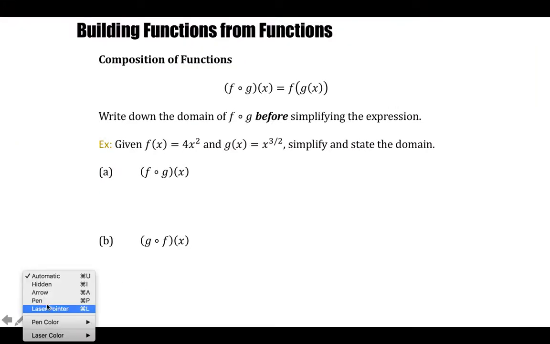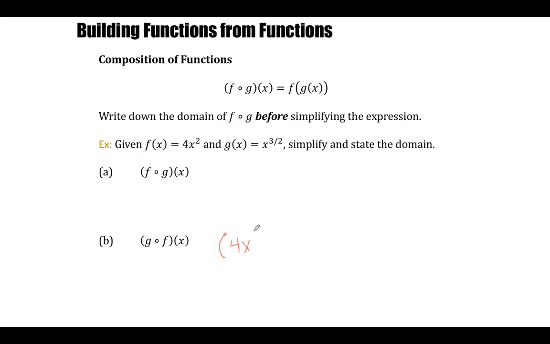Oh man, it deleted. So where was I? With this one, right? 4x, what did we have? Squared to the 3/2. And we just figured out that the domain, so we had 8x cubed, and then we just figured out that the domain was all real numbers.